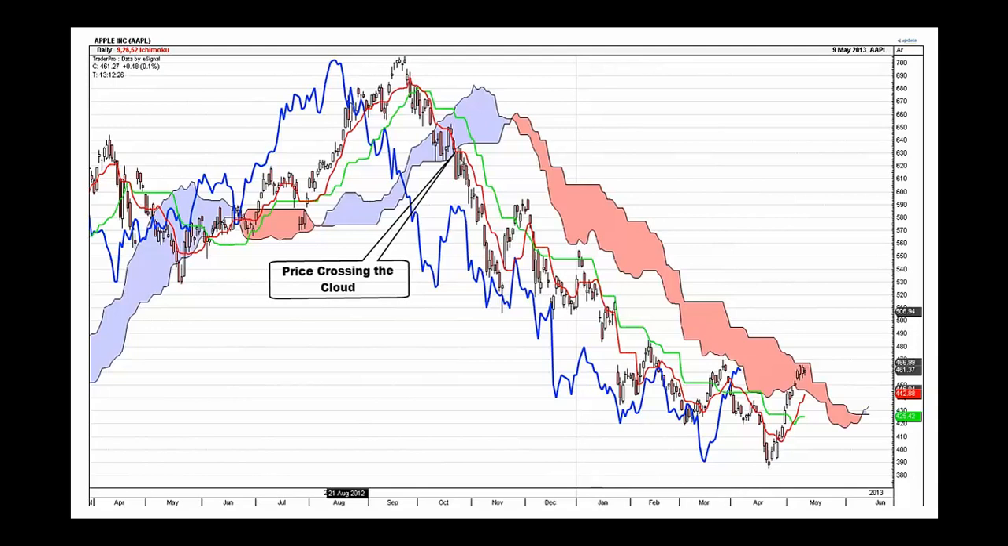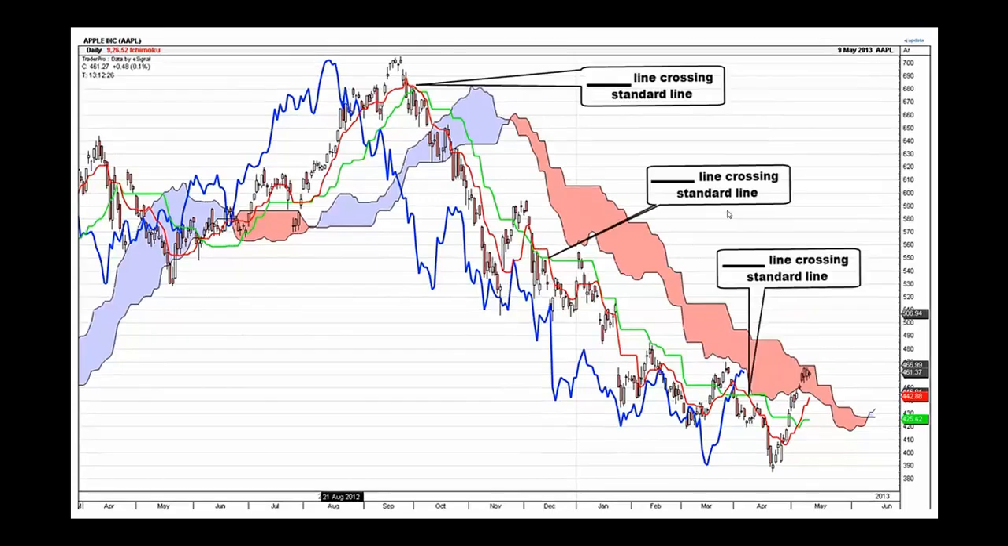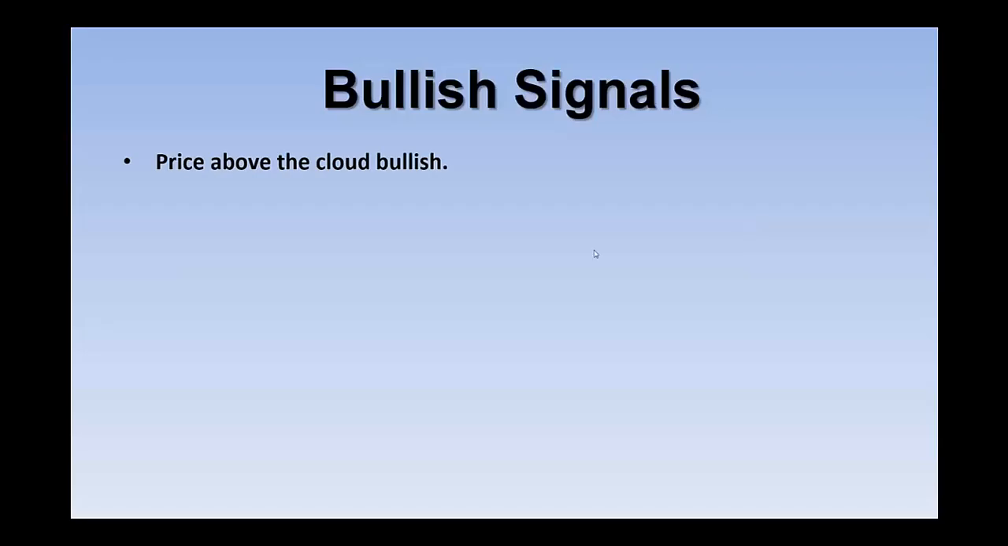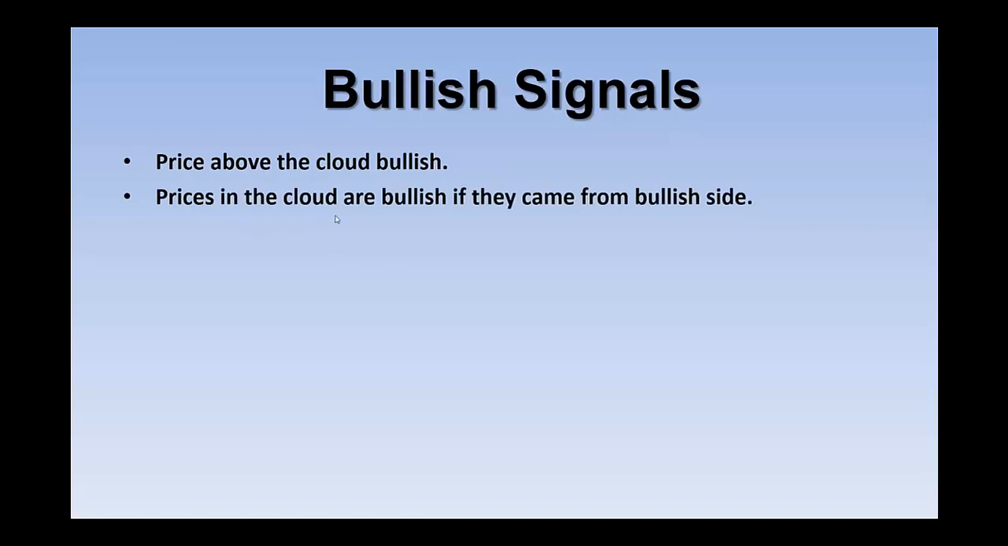So I'm always scanning for a close above or below the cloud by 1 bar. All right. Let's skip this because you don't need that. All right. Bullish signals. Price above the cloud is bullish. Price in the cloud is bullish if it comes from the bullish side.